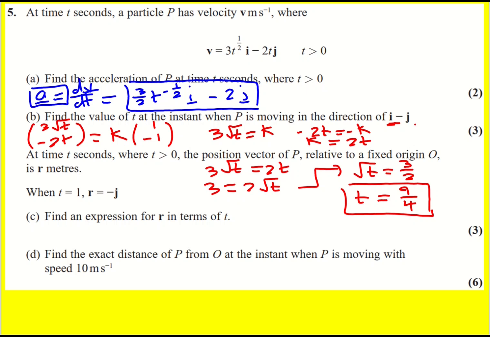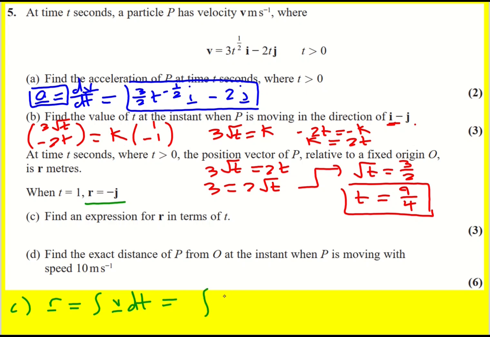At time t seconds, where t is greater than 0, the position vector of P relative to a fixed origin O is r meters. When t is equal to 1, r is equal to minus j. Find an expression for r in terms of t. So this is when we need to integrate, because the derivative of r with respect to t is going to be the velocity. So r is going to be the integral of v with respect to t.